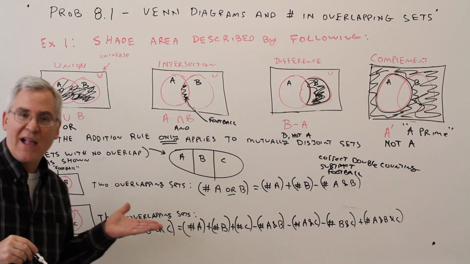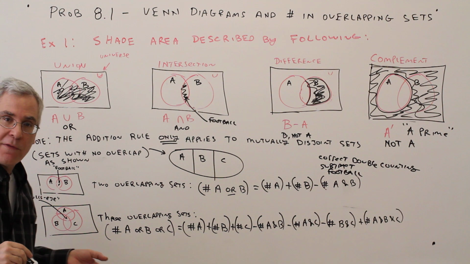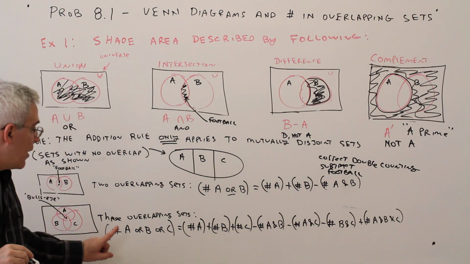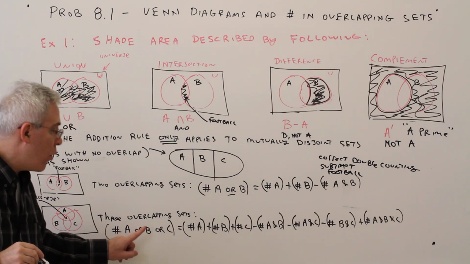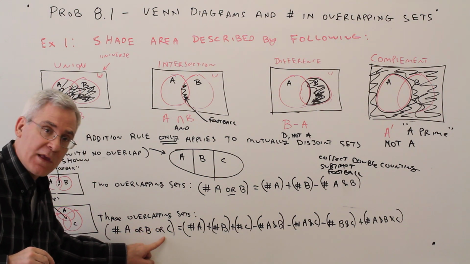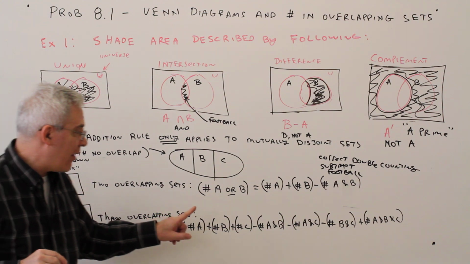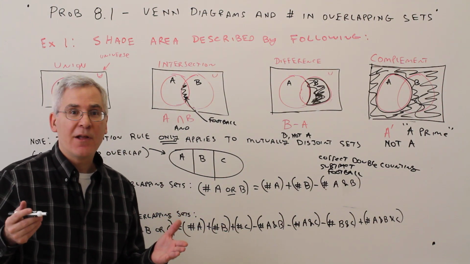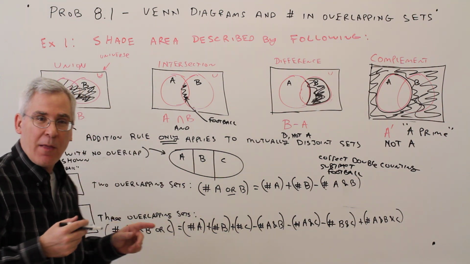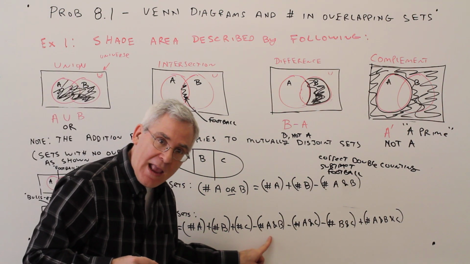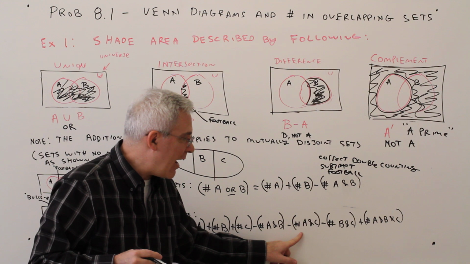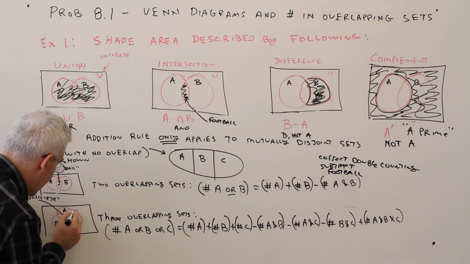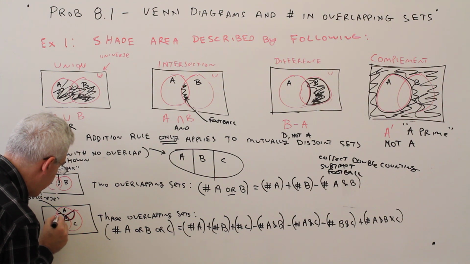Okay, that one's not too bad. It's this third one that's a little bit harder for students to remember. For three overlapping sets, the number of elements in A or B or C equals the number of elements in the A circle plus the B circle plus the C circle, just adding them up. But then we've got that issue of the double counting, so we subtract the AB football, we subtract the AC football, we subtract the BC football. Hopefully you can see those footballs right here.